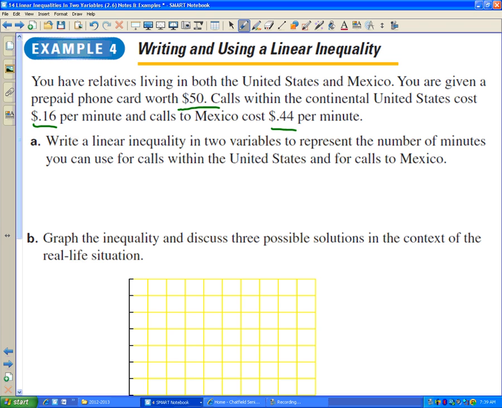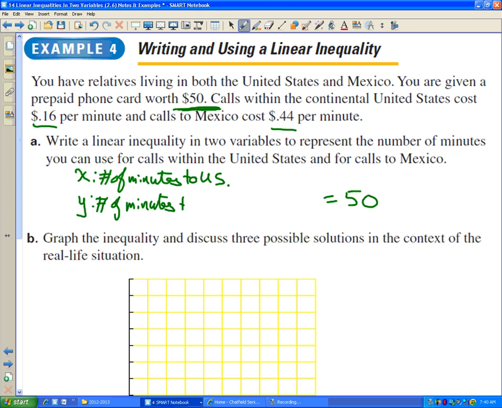Okay, so this is a type of problem that has a total. So whenever I have a total, I want to equal the total. 16 cents is the cost per minute in the United States. So I'm going to call x number of minutes to the US. I'm going to call y number of minutes to Mexico. Okay, so my total is $50.